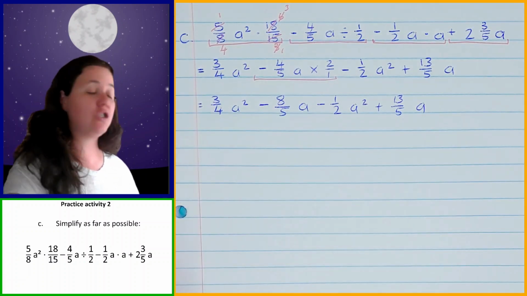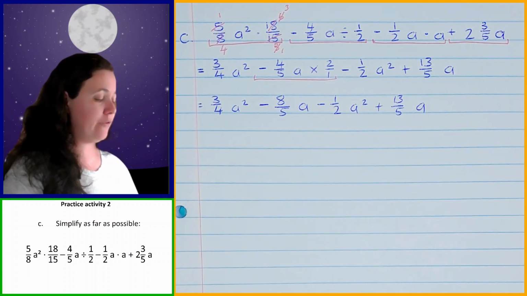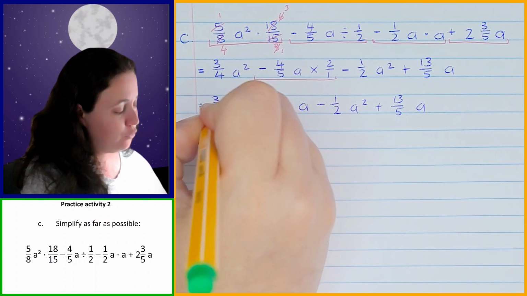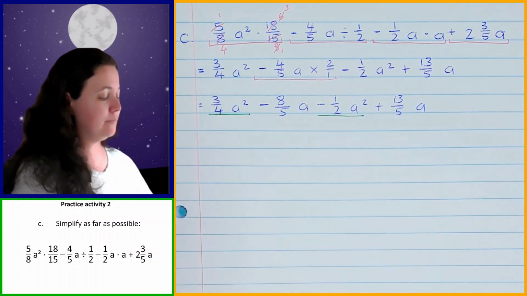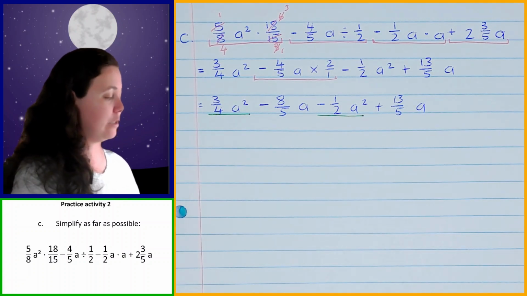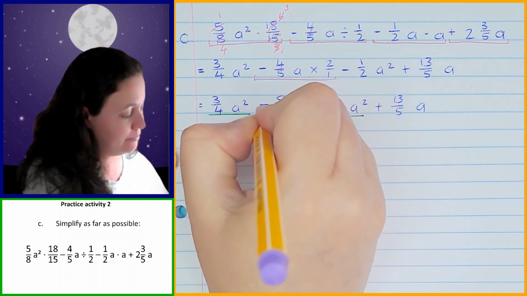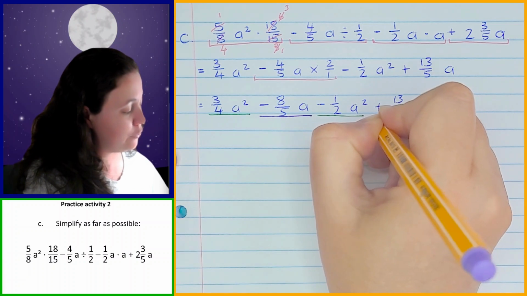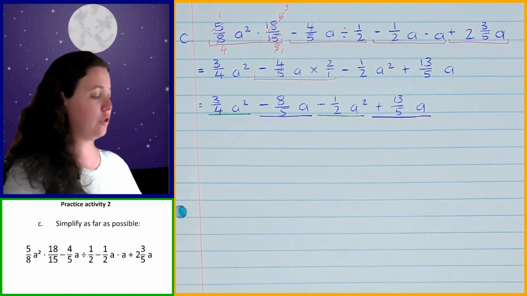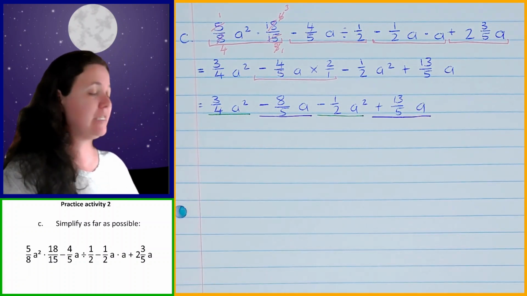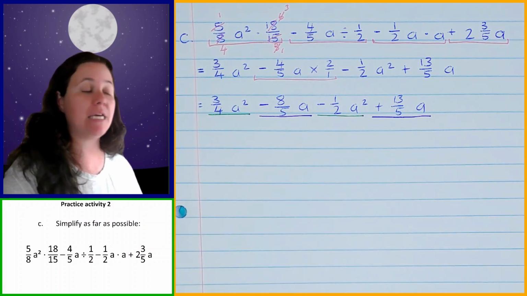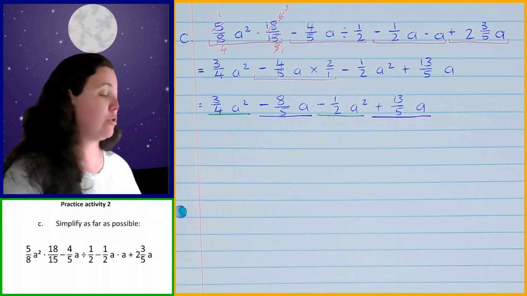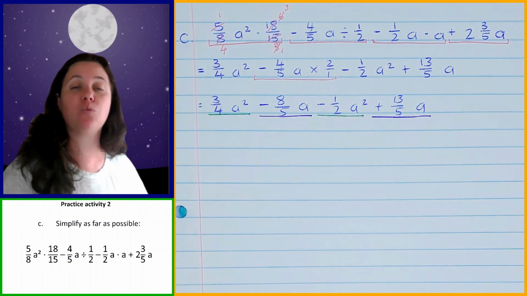Okay. Now we're going to go and find our like terms. So over here I've got 3 over 4a squared. Then over here I've got minus a half a squared. And then I've got negative 8 over 5a and positive 13 over 5a. Okay, so I'm going to collect my like terms. Now, like I said, when you're working with fractions, it does make it easier if you write them together, because now we're going to be finding lowest common denominators, and they're going to be specific to what I'm adding up.